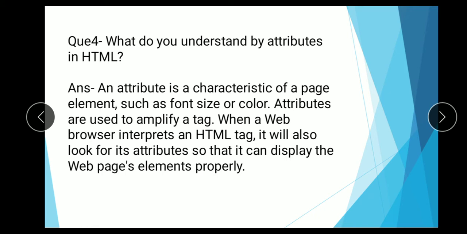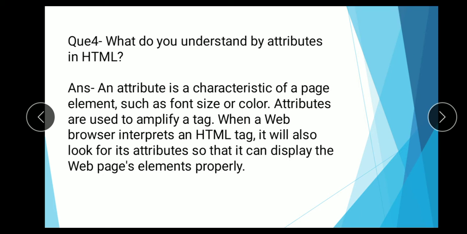Question number 4: What do you understand by attributes in HTML? Answer: an attribute is a characteristic of a page element such as font, size, or color. Attributes are used to amplify a tag. When a web browser interprets an HTML tag, it will also look for its attributes so that it can display the web page's elements properly.